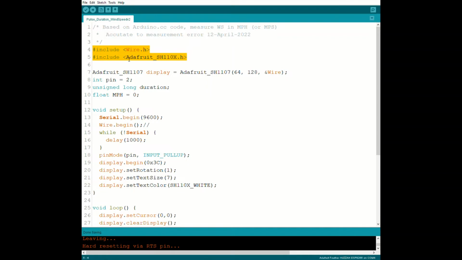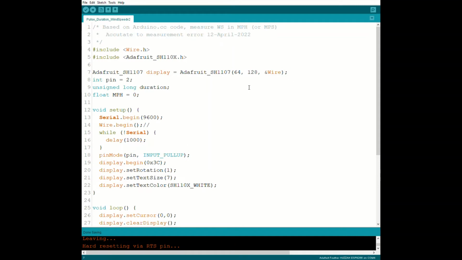I2C communication, and then the Adafruit SH110X include there. Where did I find that? Oh, include library. Yep, that's the library for it. So this is the library for my display. Next, I tell it that the display is this display and these are its features. This I got straight from the Adafruit website, cut, copy, paste.